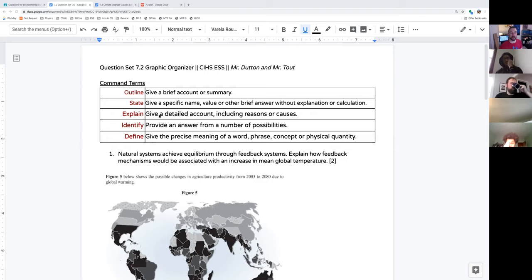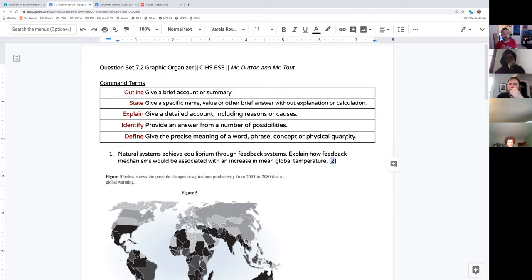So we know that we're going to have to give some sort of detailed account, including reasons or causes. All right, that's our first clue as to how to best answer this question. Our second clue is the fact that it's worth 2 marks. So we know that we're going to have to include at least 2 big pieces of information. Explain is giving a detailed account, including reasons or causes. So it sounds to me like we need to give some details about feedback mechanisms and we need to include a reason why a feedback mechanism would be associated with an increase in mean global temperature.